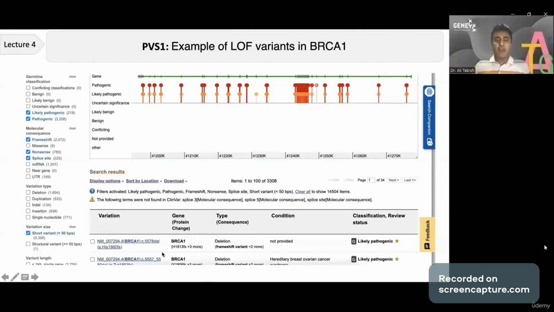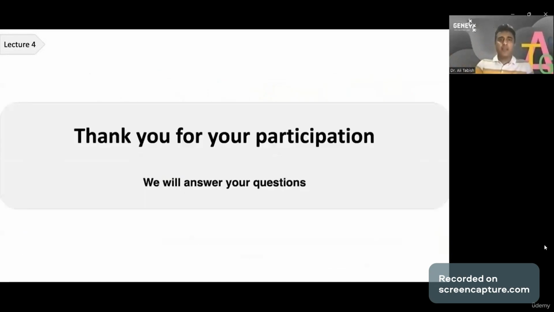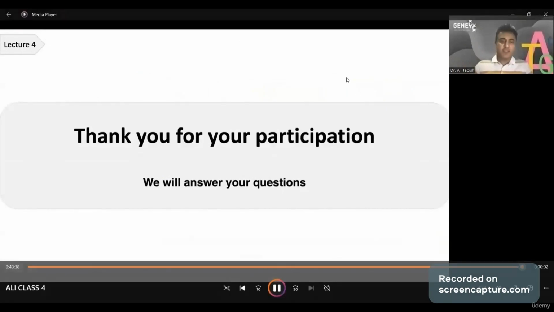I think you already have a good overview. You have already learned a lot of information about ClinVar and how to use ClinVar. So once you go through ClinVar for BRCA1, you will see the list of the loss of function variants where we can apply PVS1. And I think this is the last slide. Yes, and thank you for your participation, and we will answer your questions. Thanks a lot.